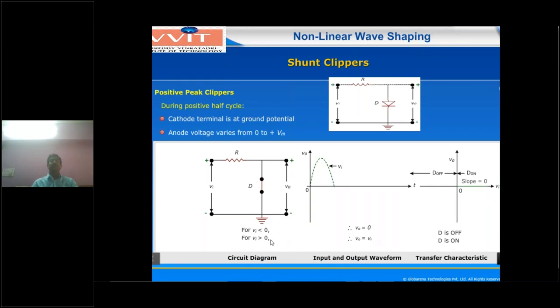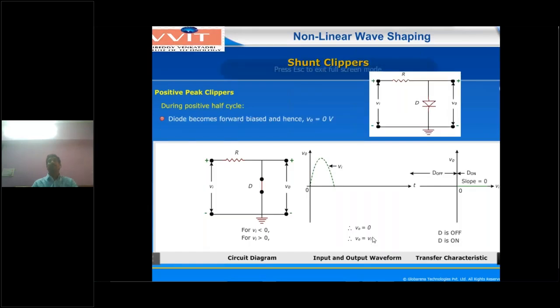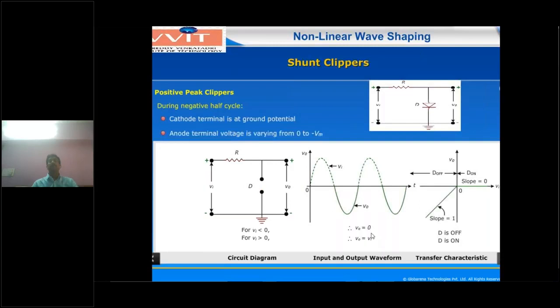Similarly, whenever Vi is greater than 0, you are applying a positive peak. A positive peak means the diode will be forward biased and act as a short circuit. Once it is a short circuit, the output voltage across the short circuit is 0. Now you have to see the output waveform. This is the output waveform for the positive peak clipping circuit.